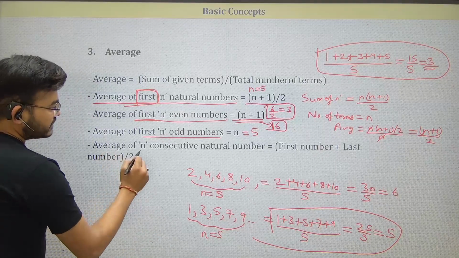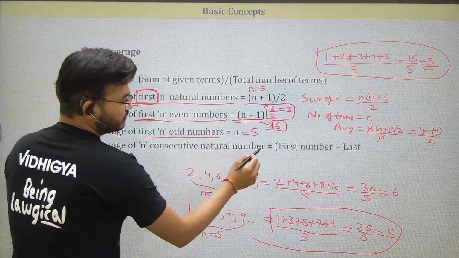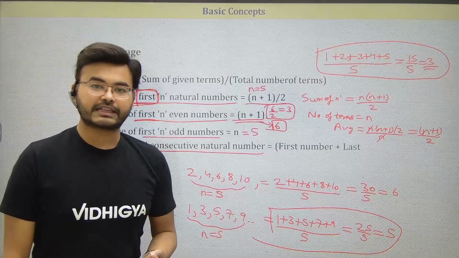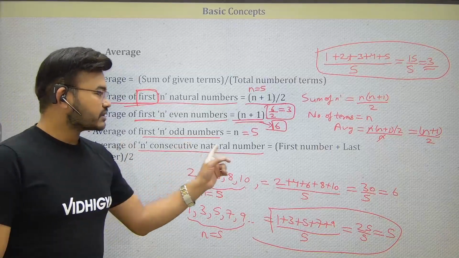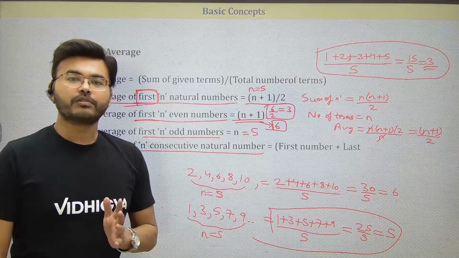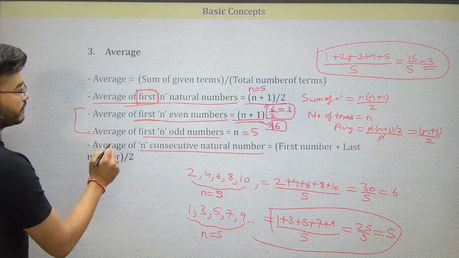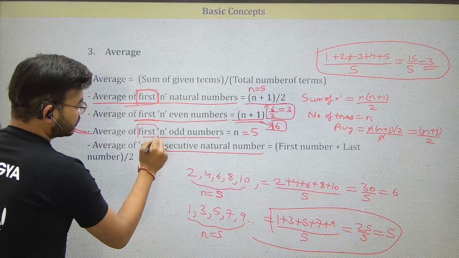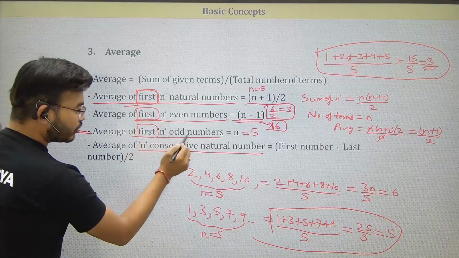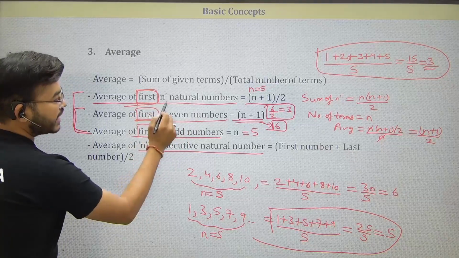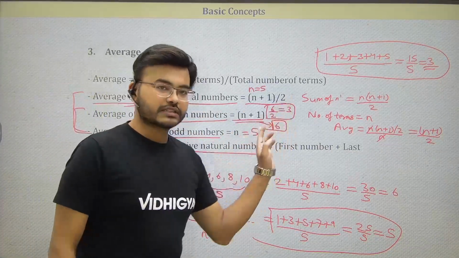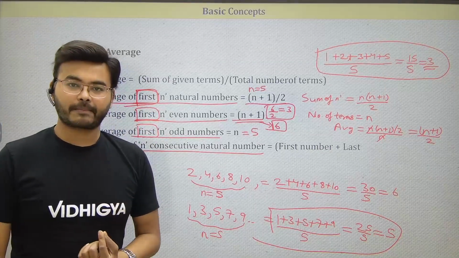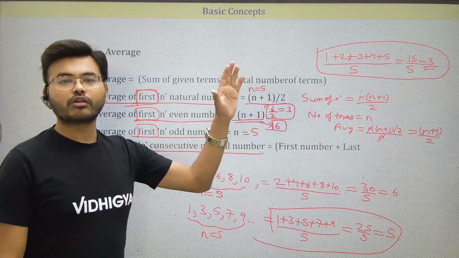Last, average of n consecutive natural numbers. Now, an important point to note is that these consecutive natural numbers don't need to start from 1, like in these three cases. In all these three cases, it was said that average of first n odd numbers, first n even numbers and first n natural numbers. We can only use these formulas when we are starting with the first natural number. Otherwise, these formulas will not be valid.